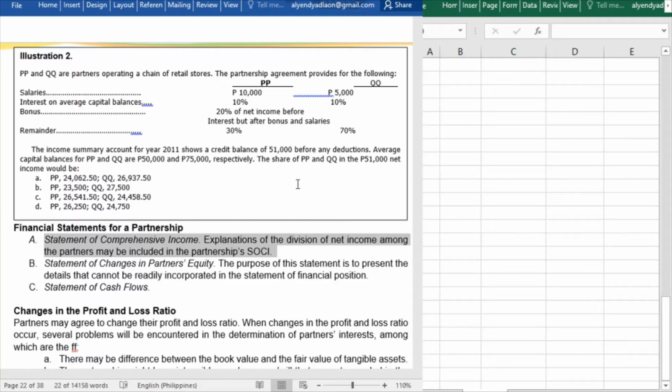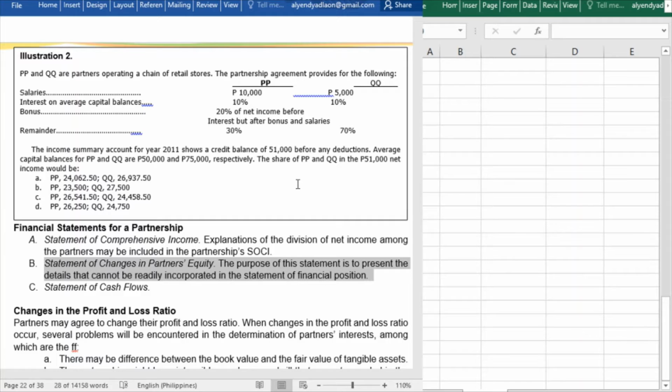Okay, why is the capital like this one? Why is the profit of PP higher or lower than QQ? Or why is the profit of one partner higher or lower than the other partner? Then they will understand. Okay, so that is just the difference between the partnership and sole proprietorship, because in a sole proprietorship, we don't have to allocate the profit because all profits of the business will be credited to the sole proprietor's capital account, because he's the only one who owns the business.